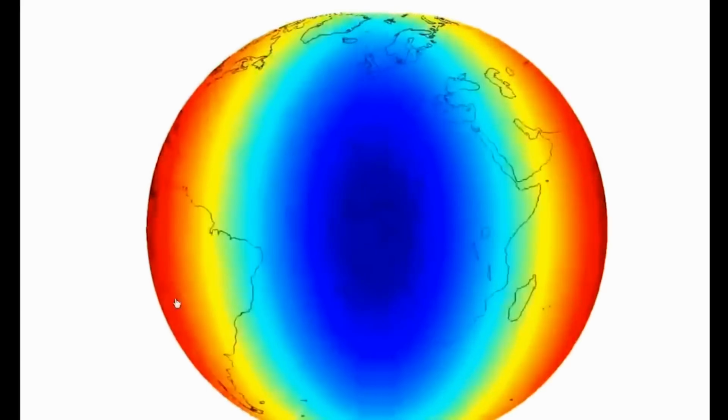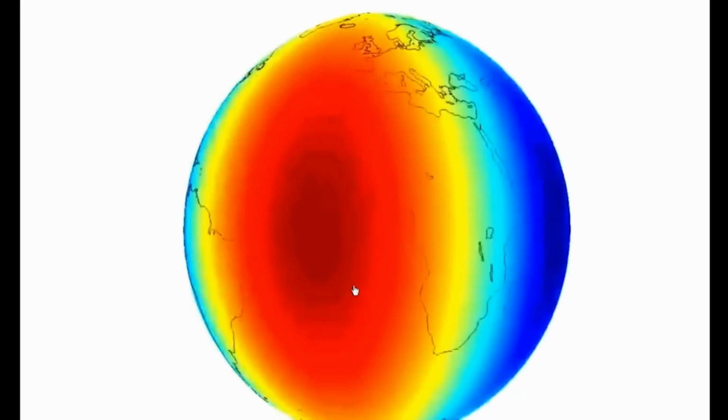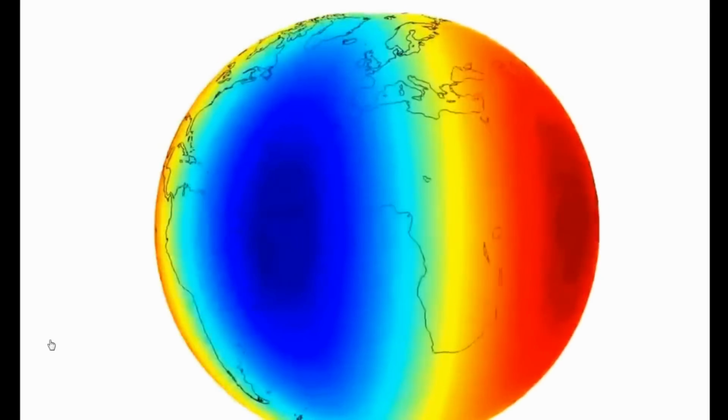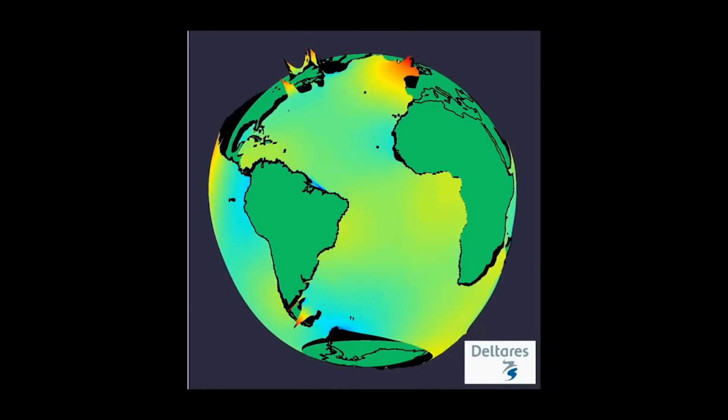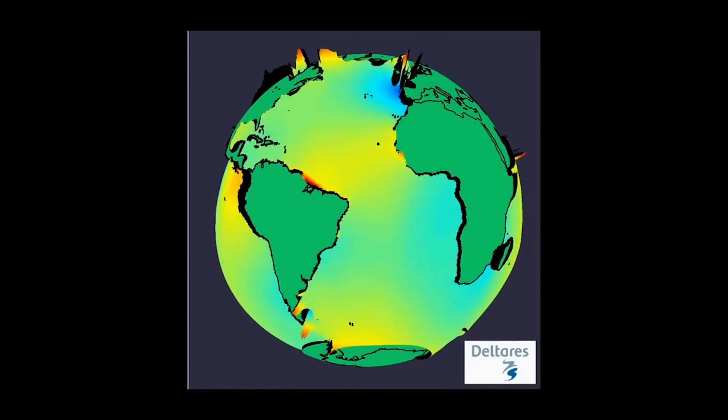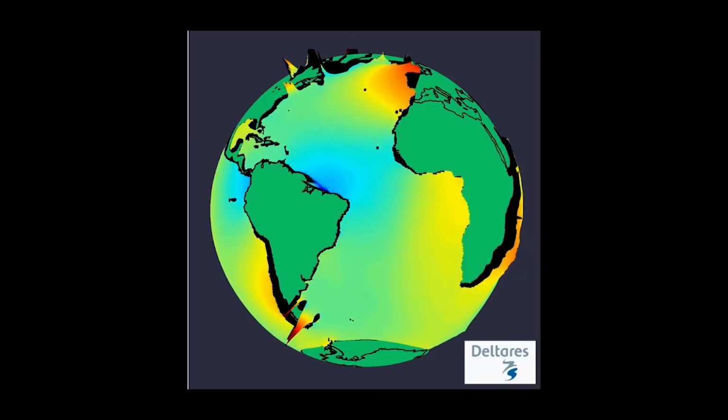Spoiler alert, this is not what the actual tide looks like. Here is a simulation from satellite imagery of the actual tides in the Western Hemisphere over one 25-hour period.